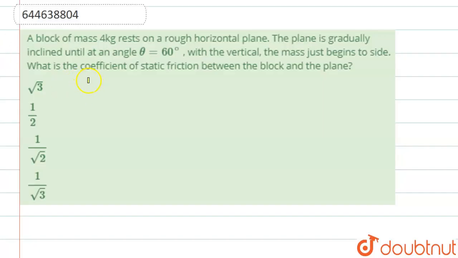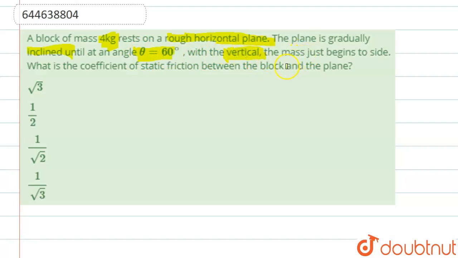Well, hello students. Now we're going to see this question. The question says that a block of mass 4 kilograms rests on a rough inclined plane. The plane is gradually inclined until angle theta is equal to 60 degree with the vertical. You must see this very important word, that is vertical. Theta is equal to 60 degree with the vertical.